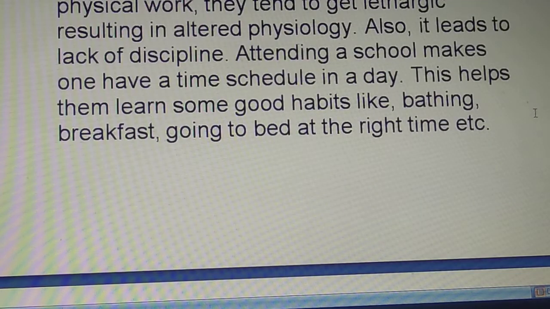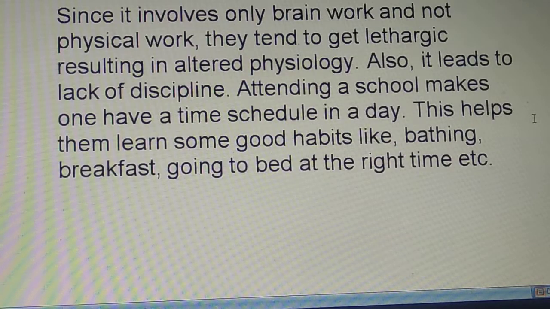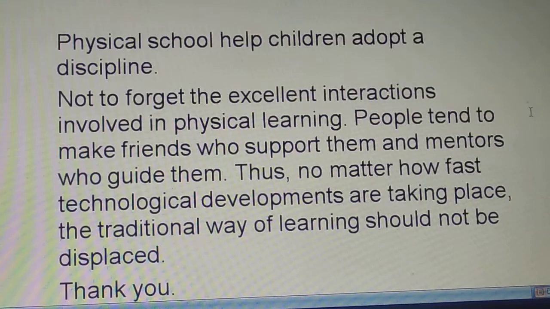So this is how you write. Attending a school makes one have a time schedule in a day. Yes, of course, it's very true. Very, very true. No doubt about it. Very true. Physical school helps children adopt a discipline. Yeah, okay. Not to forget the excellent interactions you have with teachers, with students, with your peers. Yeah, it's very important. Thank you.